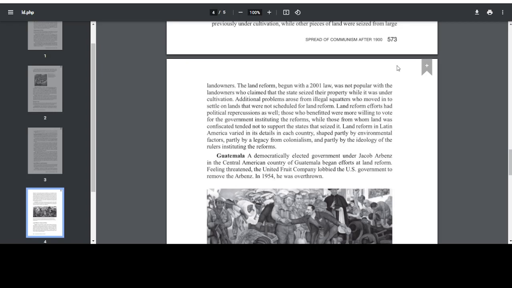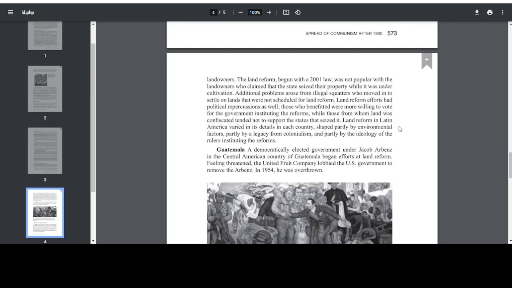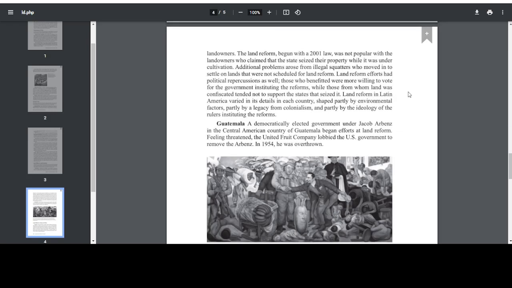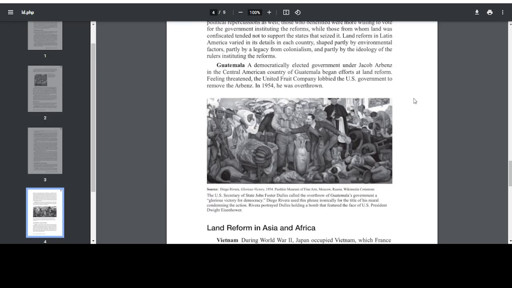Land reform efforts had political repercussions as well. Those who benefited were more willing to vote for the government instituting the reforms, while those from whom land was confiscated tended not to support the states that seized it. Land reform in Latin America varied in its detail in each country, shaped partly by environmental factors, partly by legacy from colonialism, and partly by the ideology of the rulers instituting the reforms.